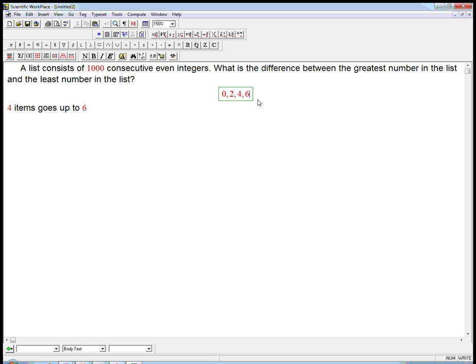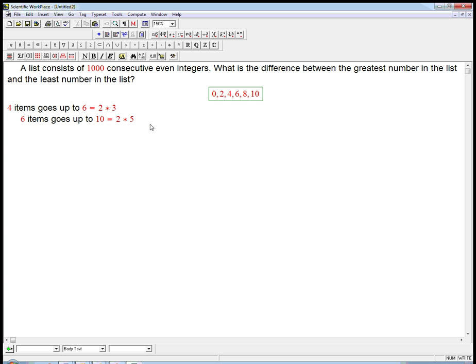Okay. Let's just go a little bit further. Let's say 8, 10. Okay. Now we've got 6 items on the list. It goes up to 10, or 2 times 5. And so this was 2 times 3. So every time we add an item to the list, the highest item on the list is going to go up by 2. And so that makes sense that the maximum item, the greatest, is 2 times something. But it's not 2 times this number, and 10 is not 2 times this number.